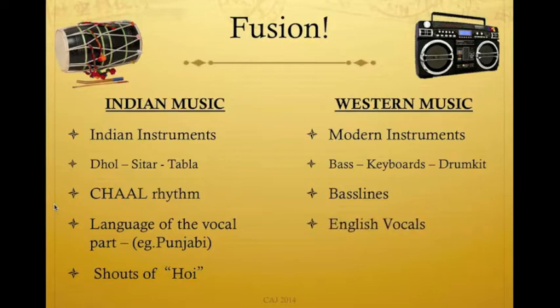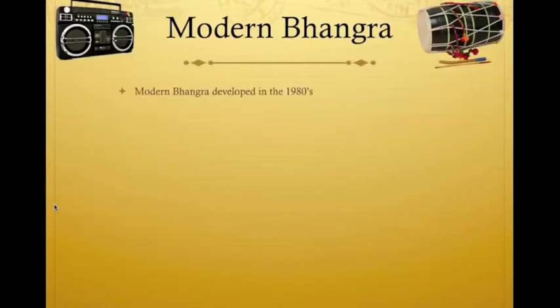So you would hear heavy repetitive bass lines in a Bhangra track, and there may be some English vocals to go with the Punjabi vocals as well. Most of the drum beats may be created electronically using music technology, which we'll have a look at a bit later on.